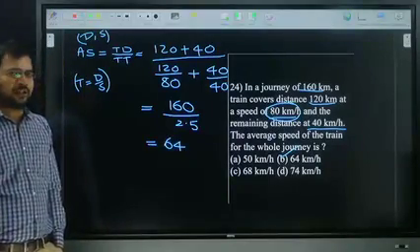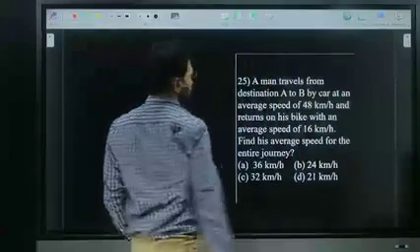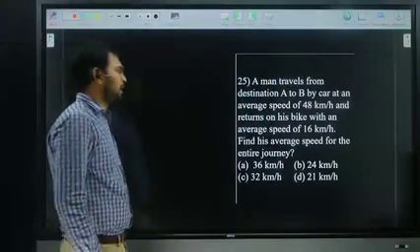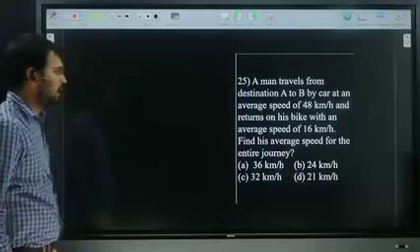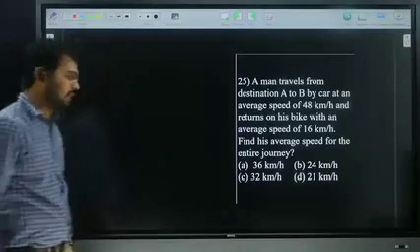Shall I go for the next question? A man travels from destination A to B by car at an average speed of 40 km per hour and returns on his bike with an average speed of 16 km per hour. Find his average speed for the entire journey.